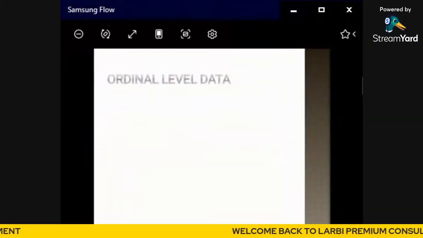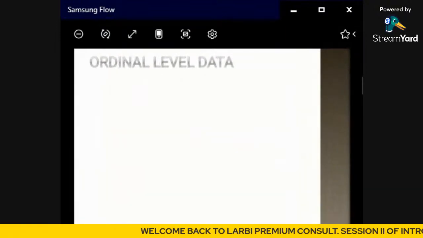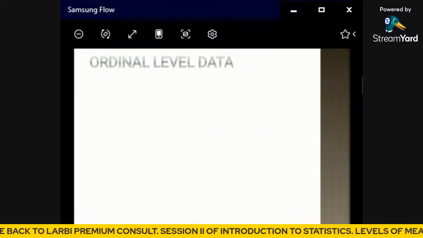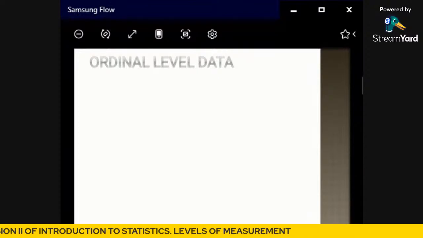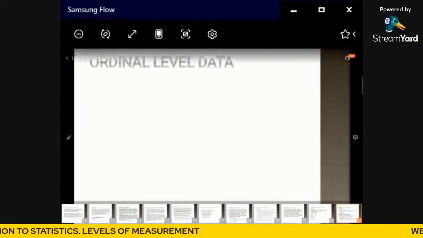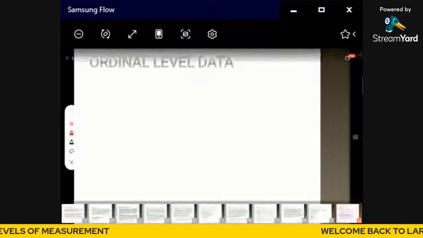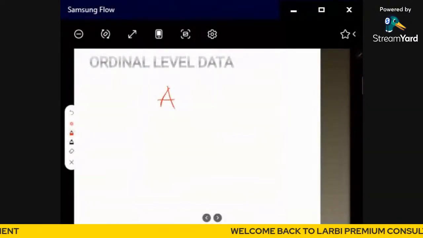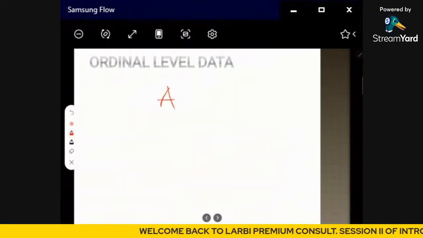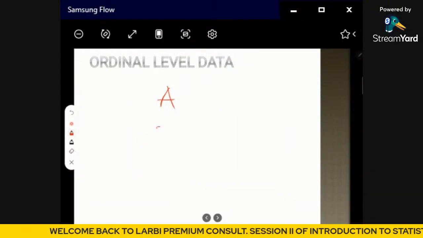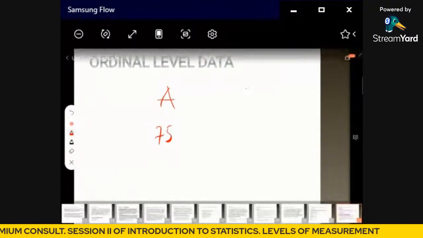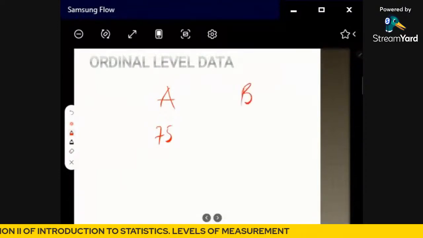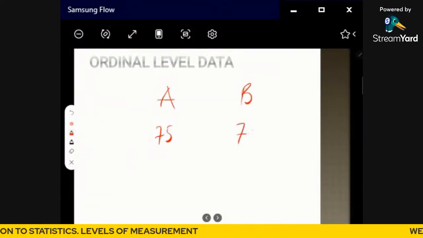So that is the ordinary. But the one advantage here is that when it comes to the ordinary level, let's say we are talking about a class system, first class, second class. Let me use an example here. Let's say a student A is in first class, and he has a CW of, let's say, 75. And another student is also in first class, but has a CW of, let's say, 72.